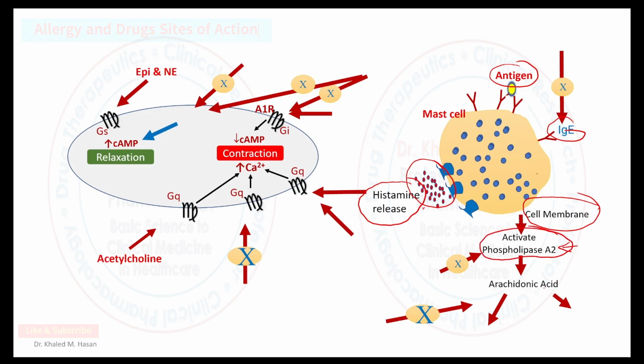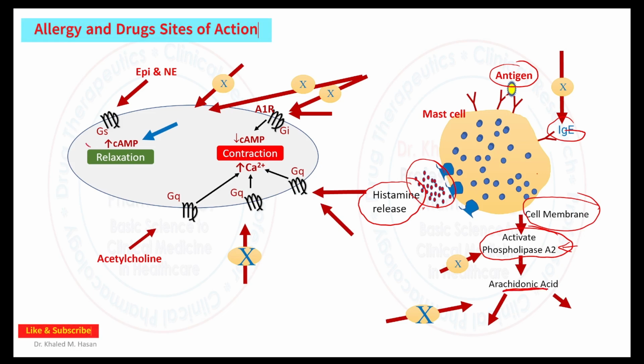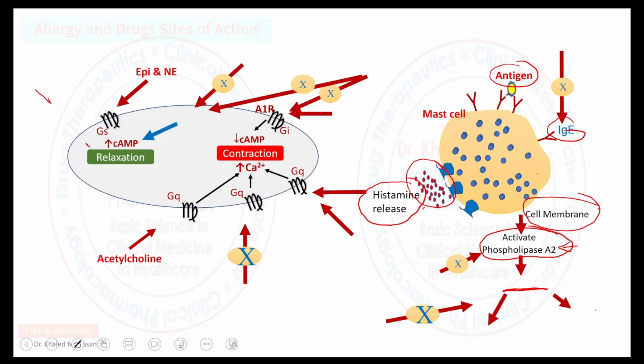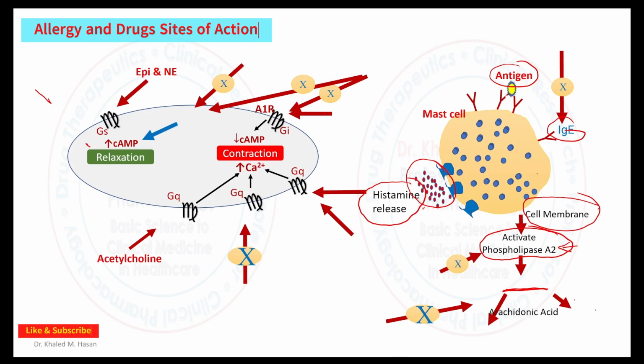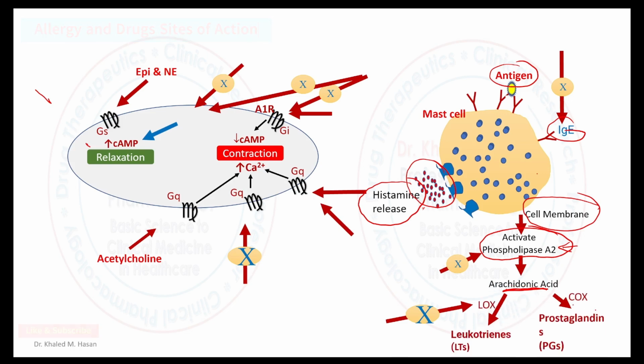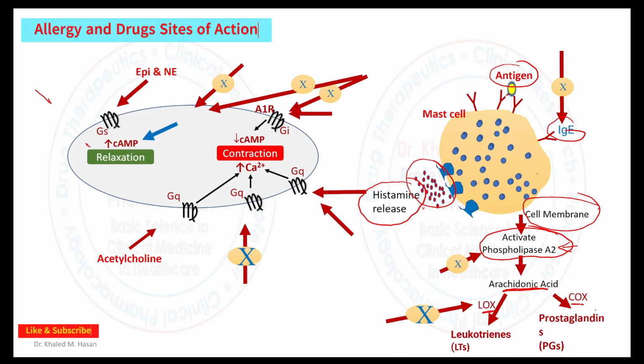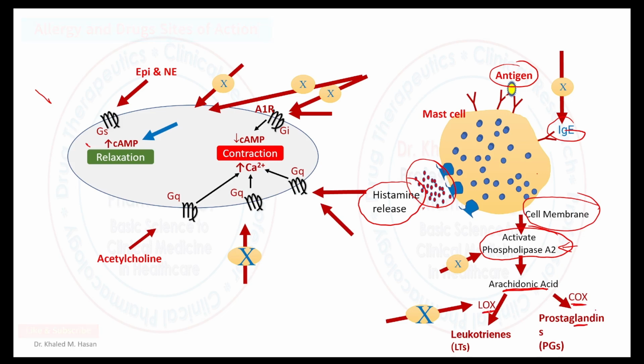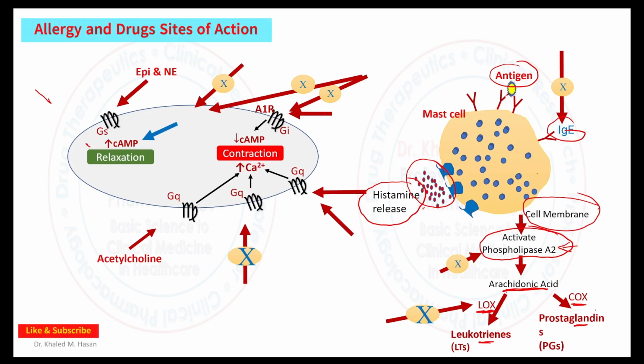Then we have arachidonic acid formation. Then we have activation of two pathways: cyclooxygenase and lipooxygenase. Activation of cyclooxygenase leads to formation of prostaglandin. Activation of lipooxygenase leads to formation of leukotriene.